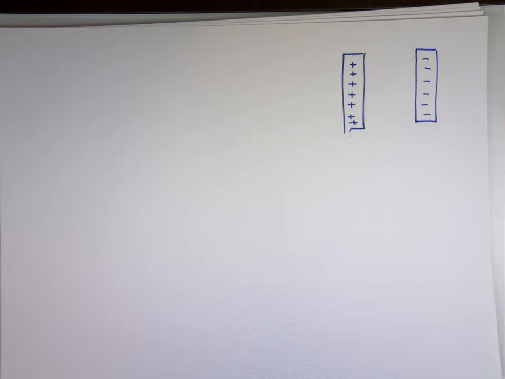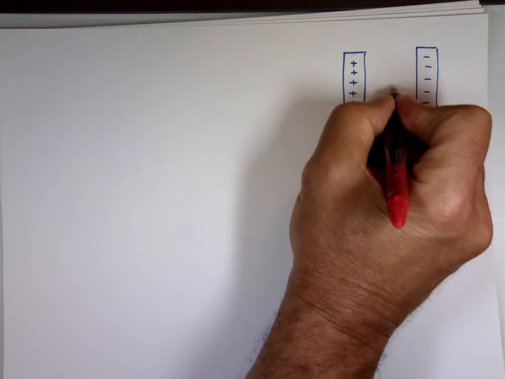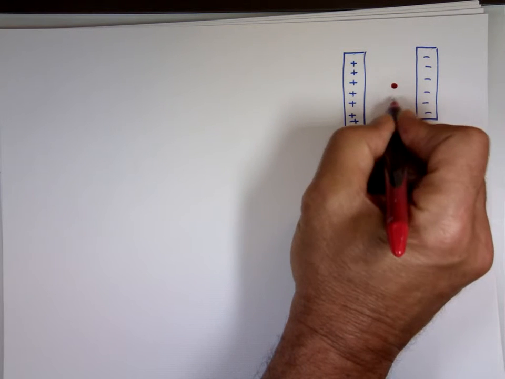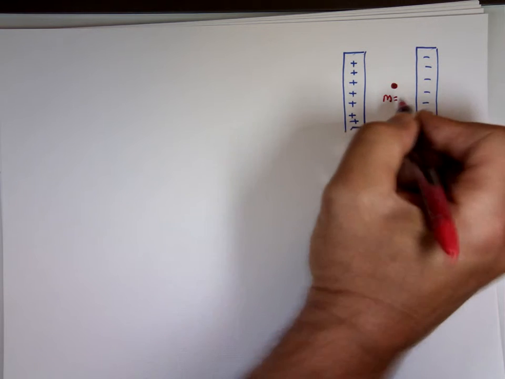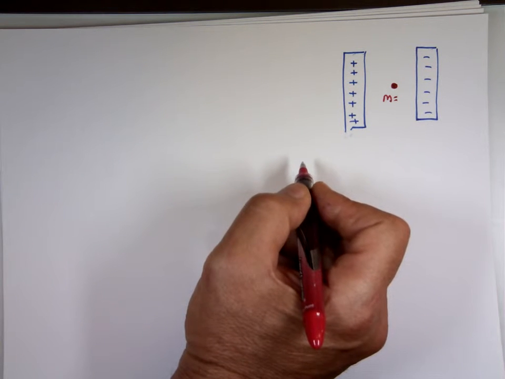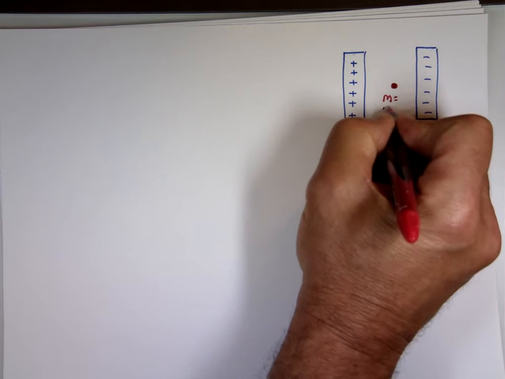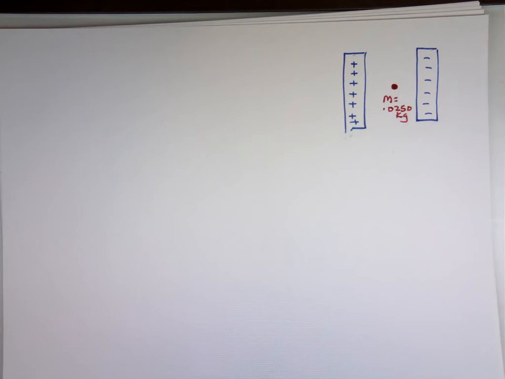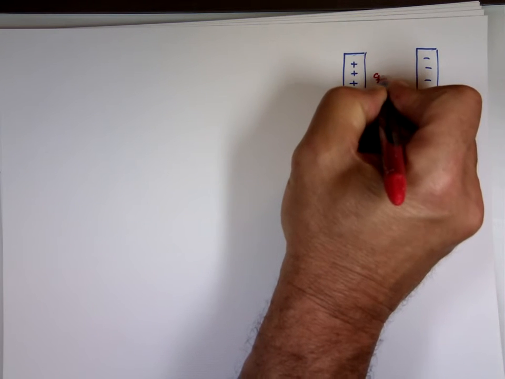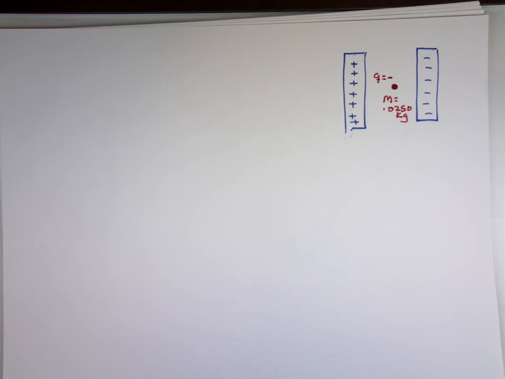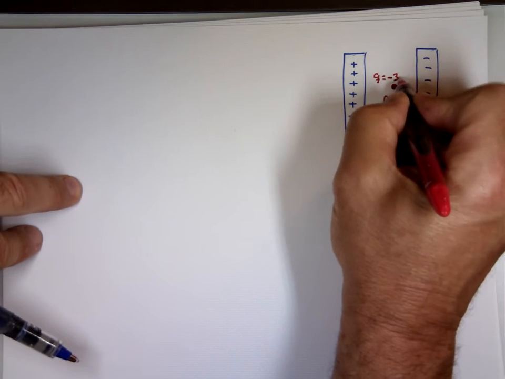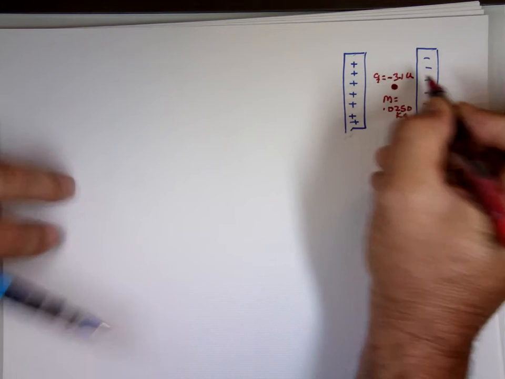Now I have an object with me that has a mass. I take the object and I put it here. The mass of the object is 0.0250 kilogram. And I decide, you know what, I'm going to charge that with a negative charge. Q for this is negative 3.1 microcoulombs. 3.1, if you can see the point, that's a decimal point there.